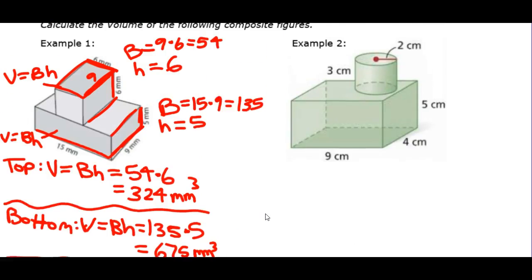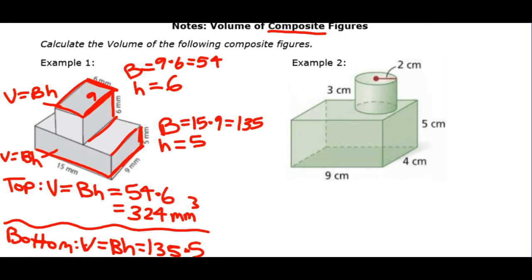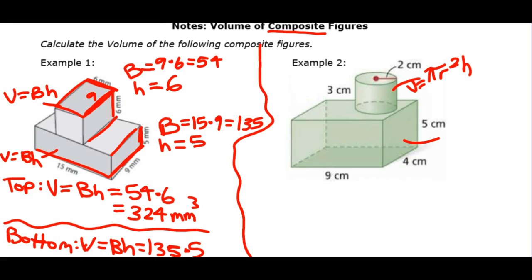All right, let's do another one. Example two, this time we have a cylinder and a prism. So volume of the top is big BH, but big B is a circle, so it's pi r squared h. For the prism, it's once again big BH, and we're just gonna add those together.